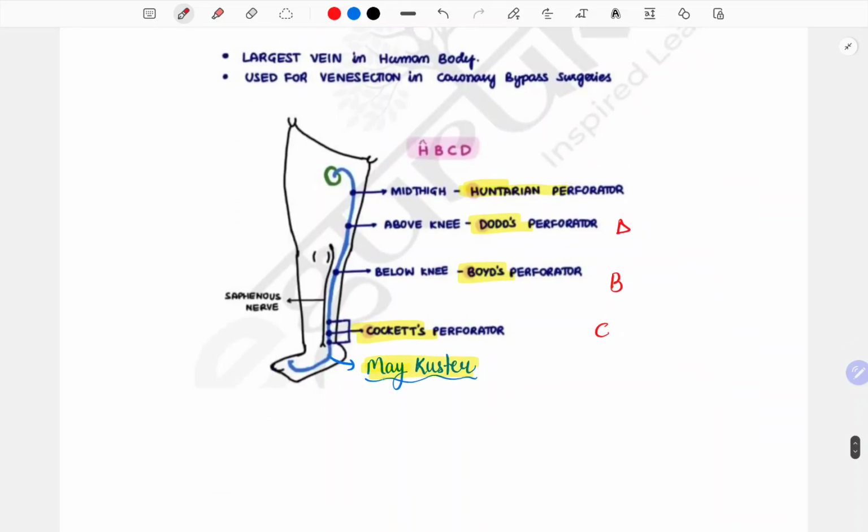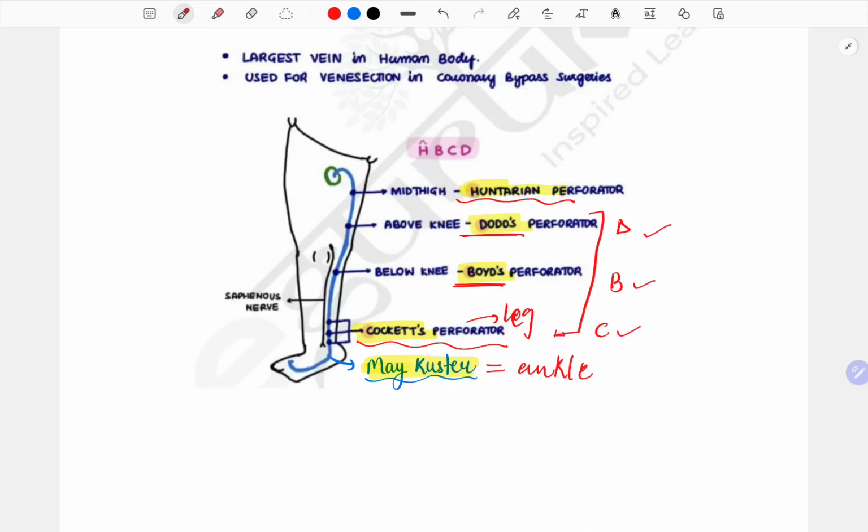In the ankle we have the May-Kuster perforators. Then in the lower leg we have the Cockett's, below knee we have Boyd's, above knee Dodd's, and mid thigh Hunterian. To remember, there is a mnemonic: Cockett's, Boyd's and Dodd's, CBD. Another way to remember is, below knee Boyd and above knee Dodd. So anything above is very Dood, so Dodd.